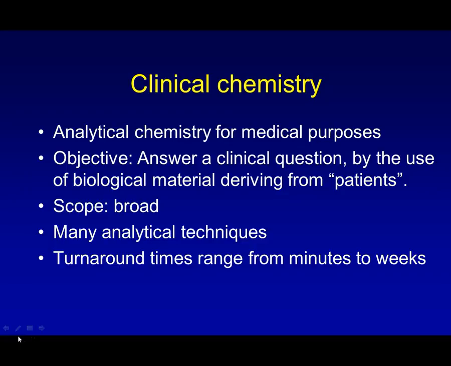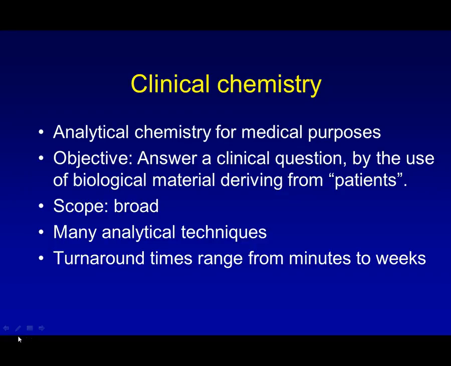We have over 700 different analytes that are measured, so the scope is very broad and the applications are wide. There are many analytical techniques ranging from rather simple spectroscopy to mass spectrometry, flow cytometry, and many more.